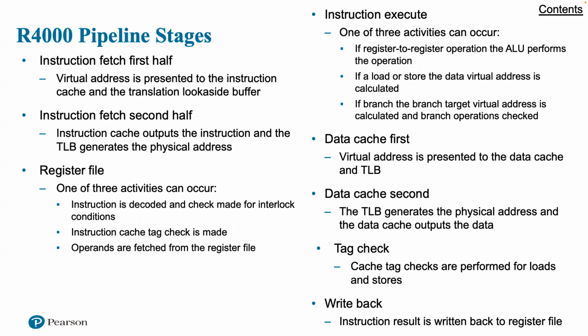Next, we have the data cache first. The virtual address is presented to the data cache and TLB. Then we have the data cache second. The TLB generates a physical address, and the data cache outputs the data. Then we have the tag check. The cache tag checks are performed for loads and stores, and then write back: the instruction results are written back to the register file.